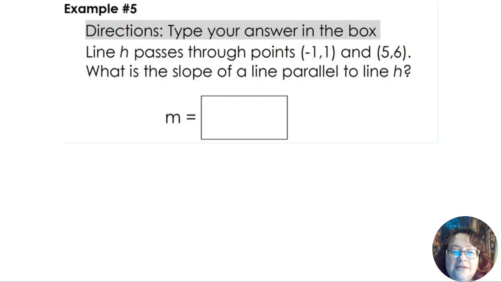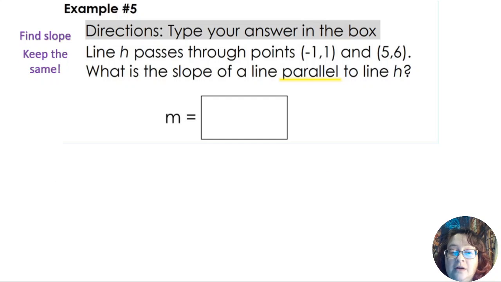Let's try this one. Line H passes through points negative 1, 1 and 5, 6. What is the slope of a line parallel to line H? Again, I underline parallel. That's my important word. I'm going to use my formula to find my slope since it doesn't give it to me. And for parallel, I want to keep it the same.